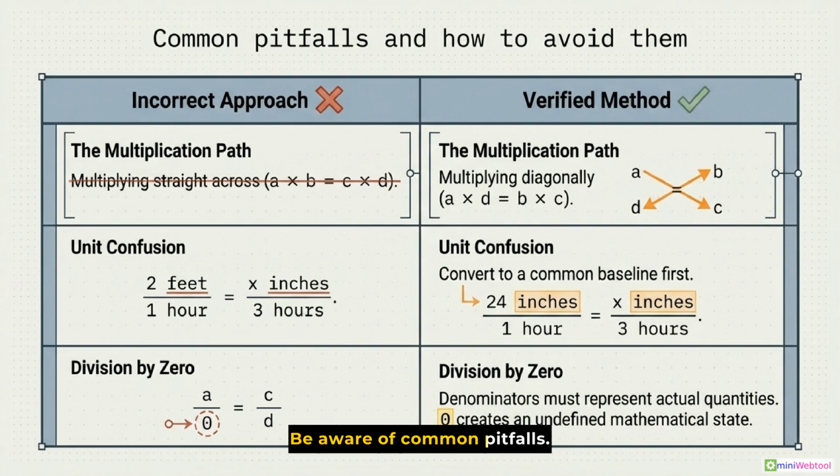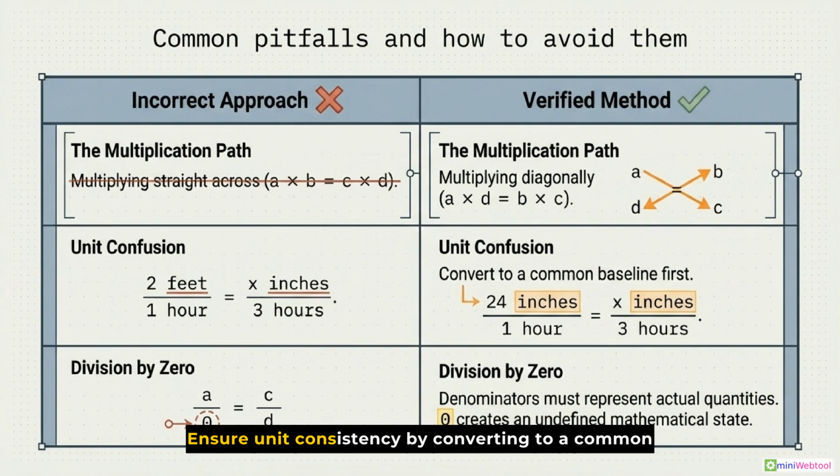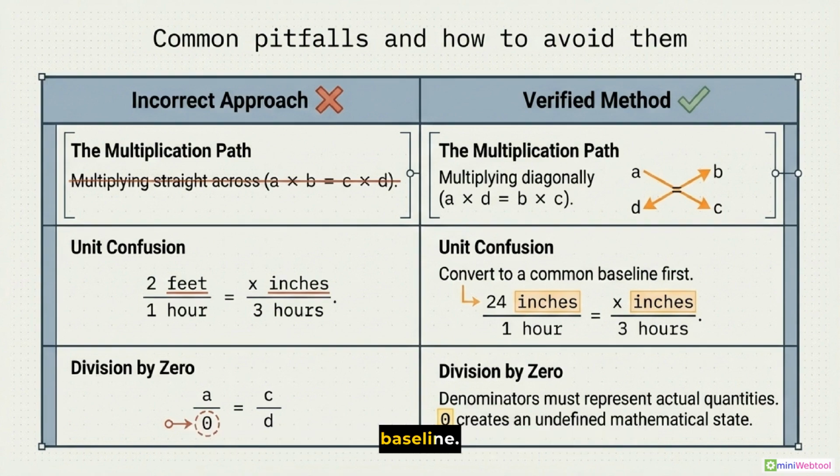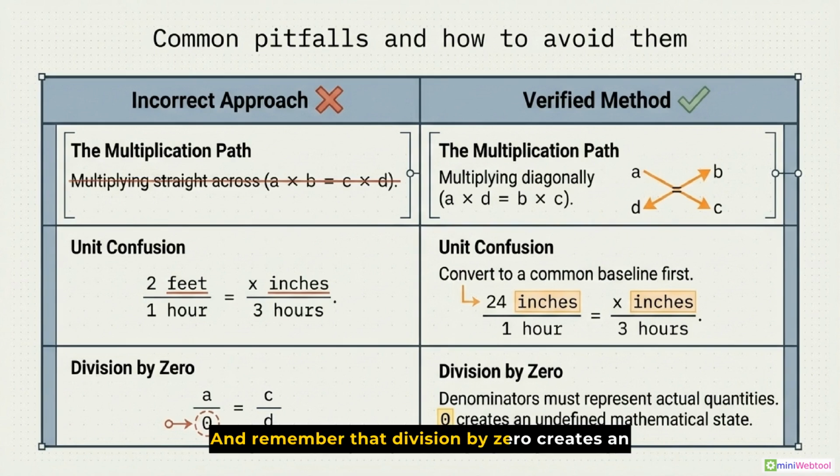Be aware of common pitfalls. Avoid multiplying straight across. Ensure unit consistency by converting to a common baseline. And remember that division by zero creates an undefined mathematical state, so denominators must be actual quantities.